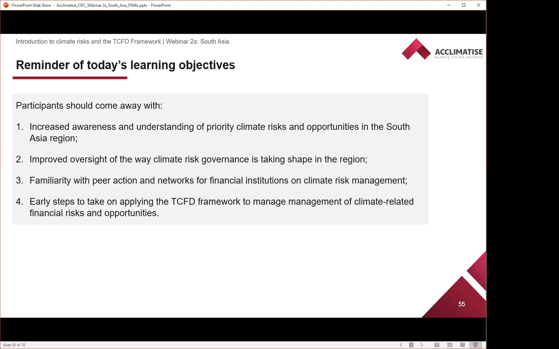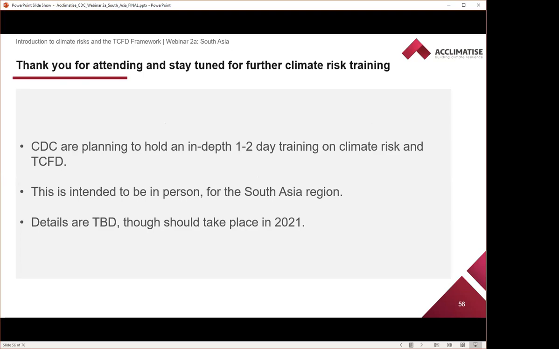And in the last minute, next slide, we want to just mention that CDC are planning to do more training for you and for its clients on climate risk and TCFD. So there's potentially going to be an in-person training in the South Asia region, COVID willing, and the details on that are to be determined, but could take place in 2021. So I will let CDC say anything here, and if not, then thank you very much for attending, and stay tuned for that further training.